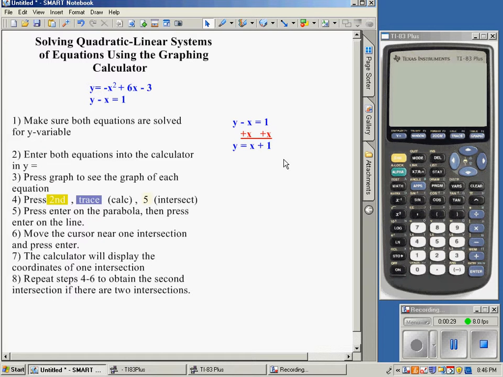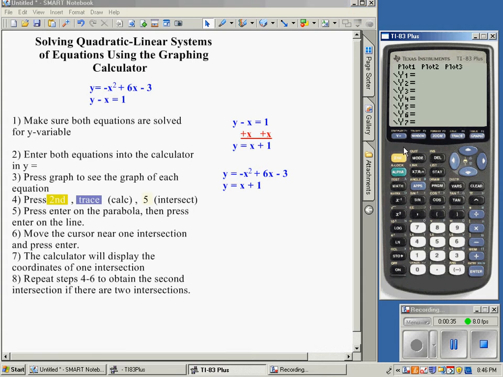Once we have both equations solved for y, we can enter those equations into the calculator in the y equals. So we'll enter both equations just as we see them. The first equation, negative x squared plus 6x minus 3. And then we'll enter the second equation in y2, x plus 1. Once we have both equations entered, we can hit graph to look at the graph of both equations.